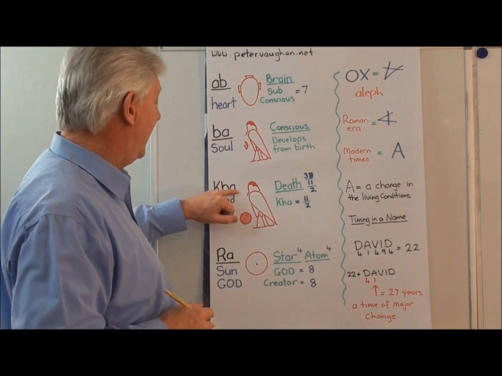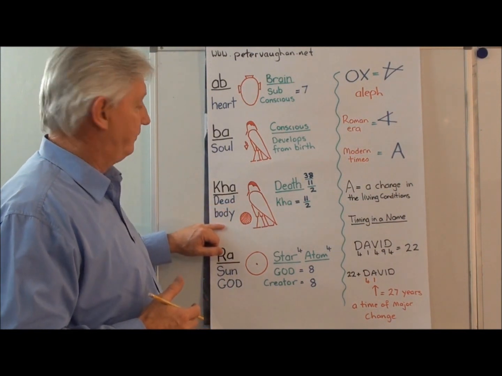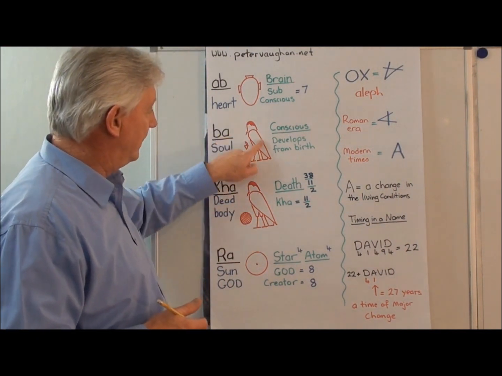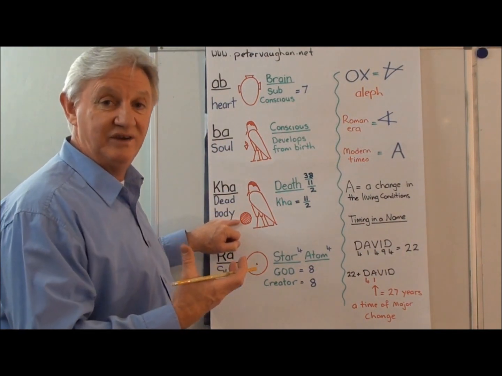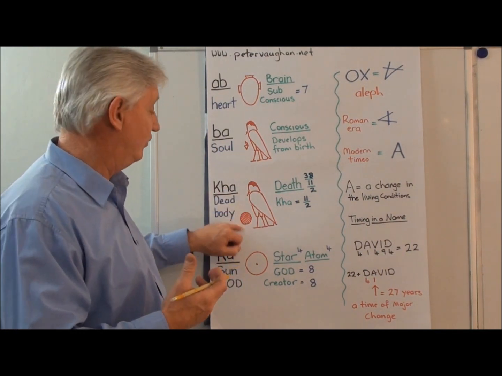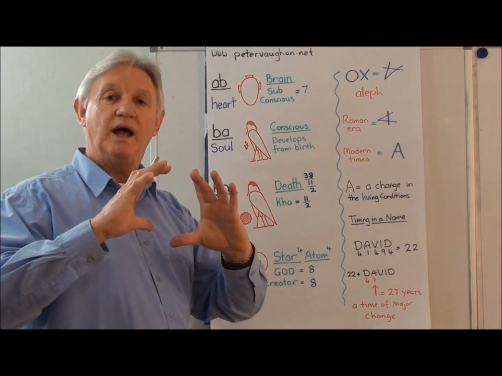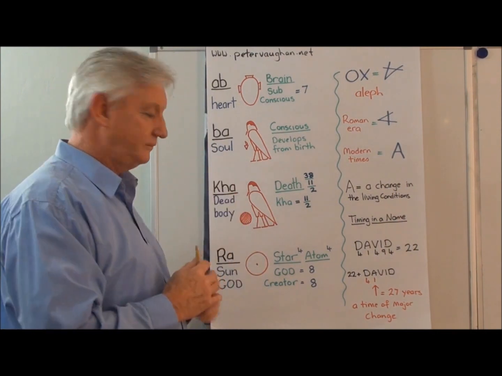Down here, the Ka is the dead body. And what we've got here is the same symbol up here, but the living flame has been replaced with a dark ball, a black dot. It's actually quite a large symbol and it's all shaded out.